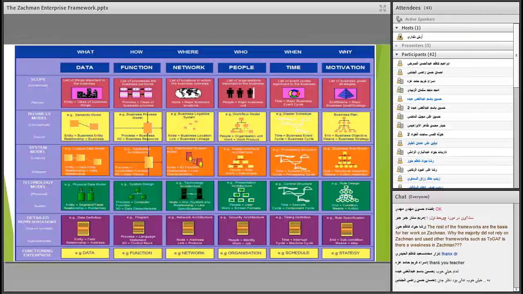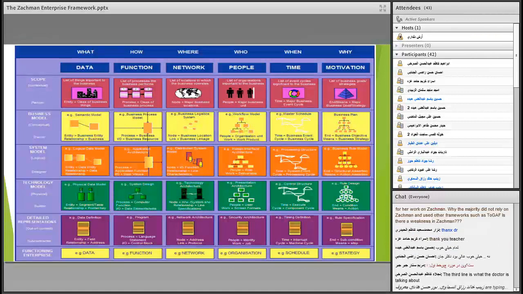Also, there are frameworks that do not rely on Zachman, but there are lots of frameworks that also rely on Zachman.